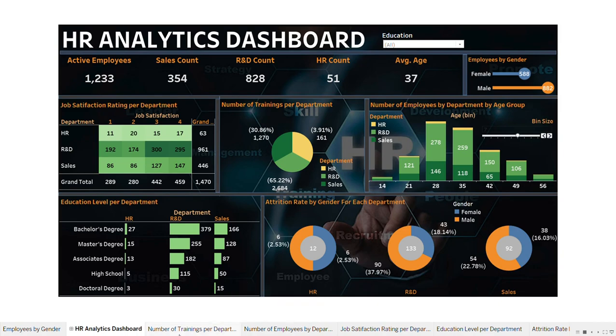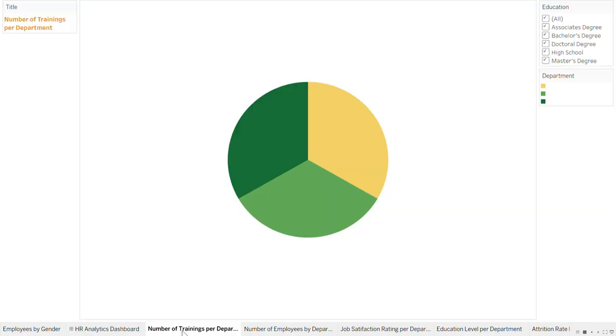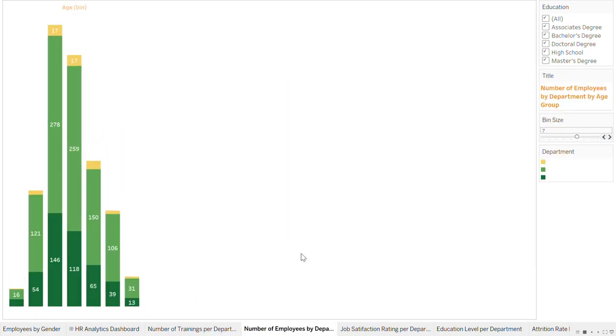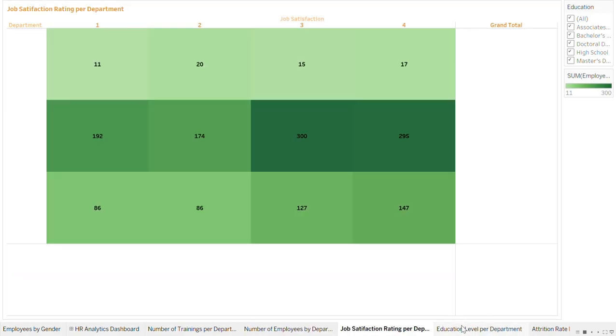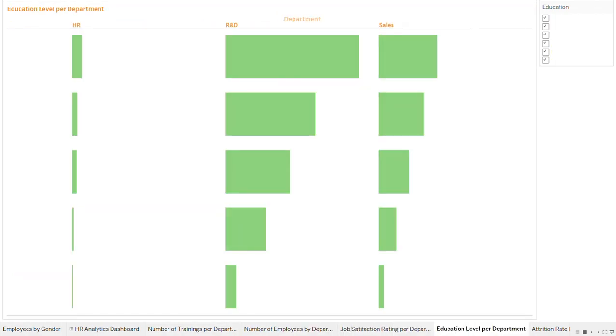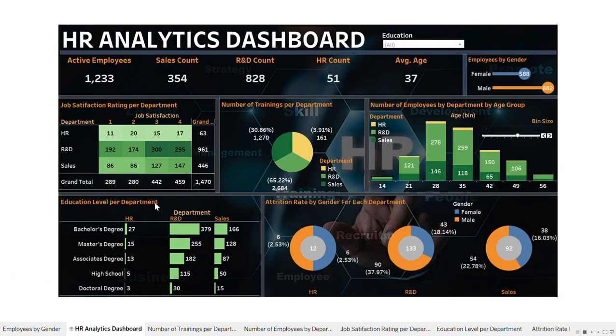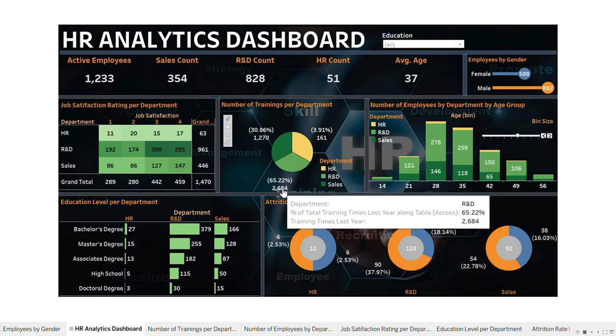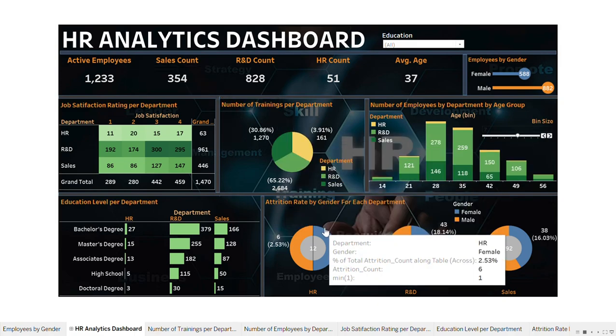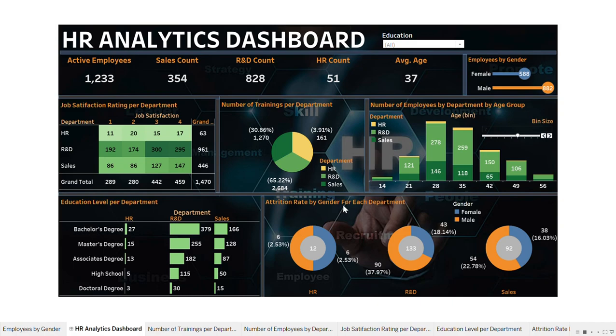So basically that is it. Maybe I show you the behind the scenes. I came up with the number of trainees per department, number of employees by department, by age group, job satisfaction, and all these small components. I've managed to finally bring them into one big dashboard that you'll be able to visualize everything from here.